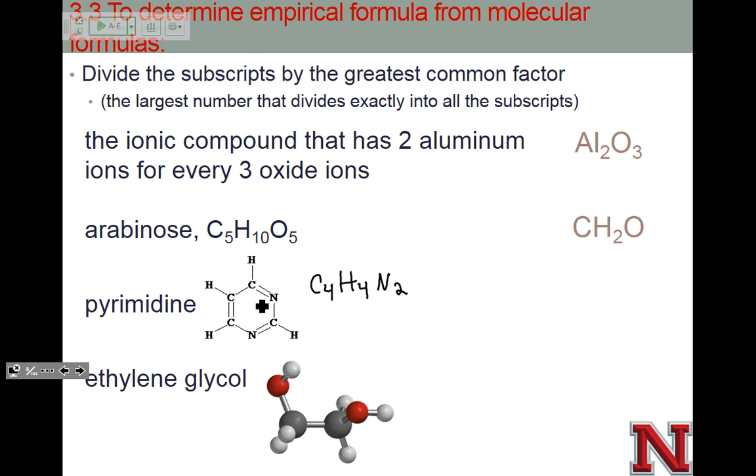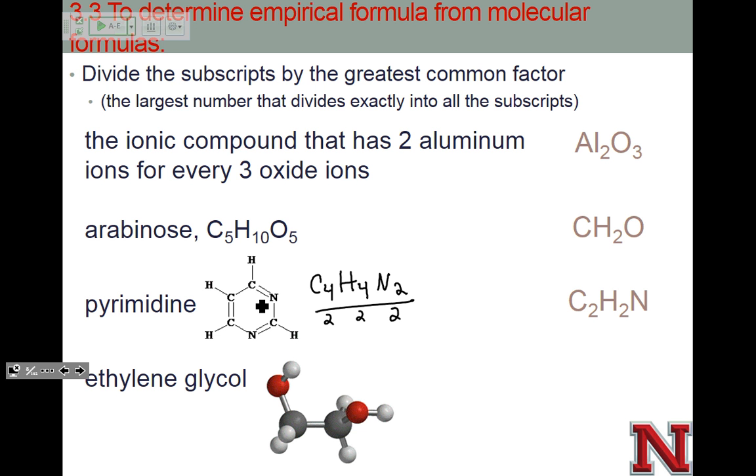So our lowest common number we can divide everything by is 2. So what we get is C2H2N. For this one, it's a little bit easier to rewrite it as this formula.